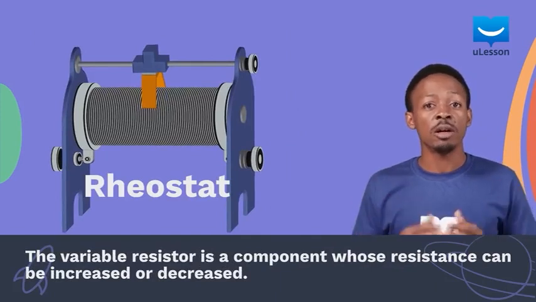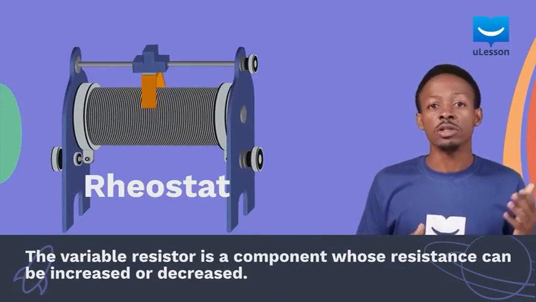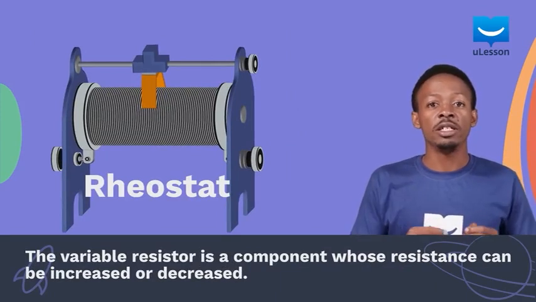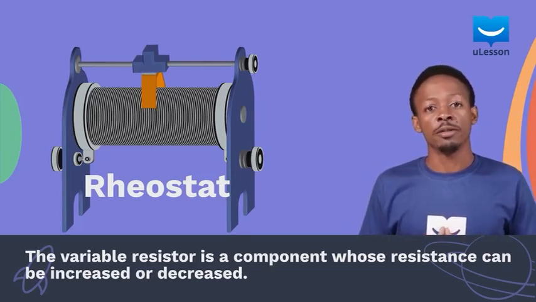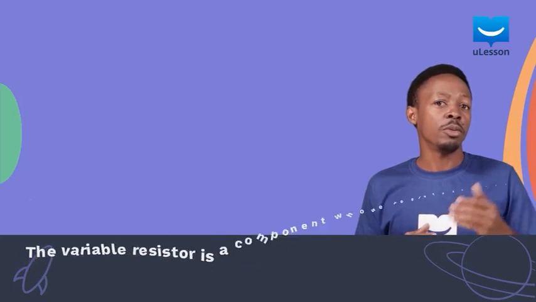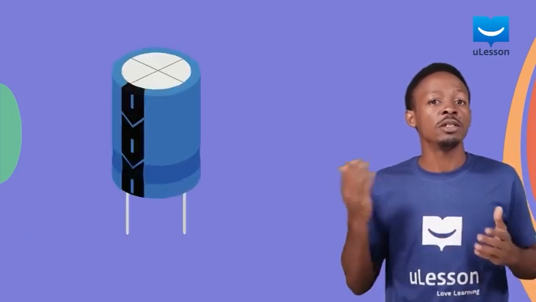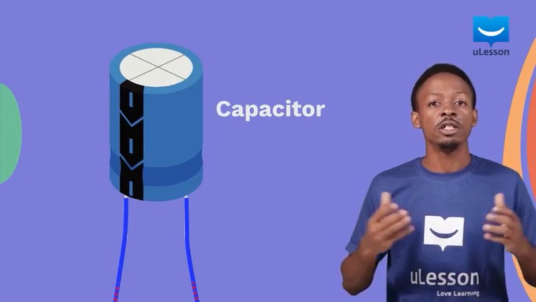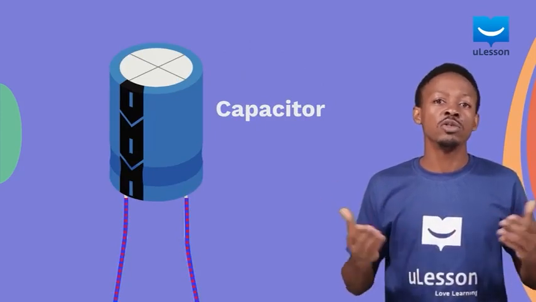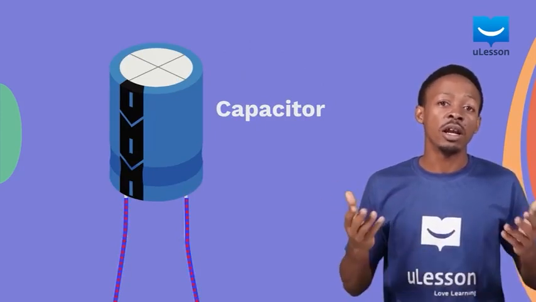The most common example of this is called a rheostat. It varies its resistance by changing the length of the resistant wire. Another component which we could have is the capacitor, which stores electrical energy in the form of charges. This was introduced in our previous lesson on electrostatics.